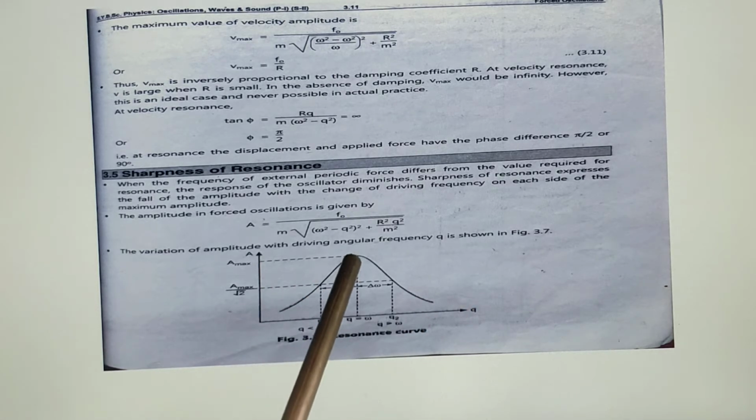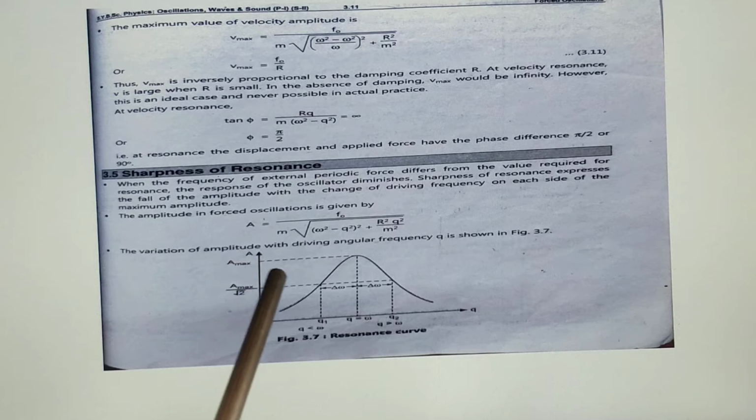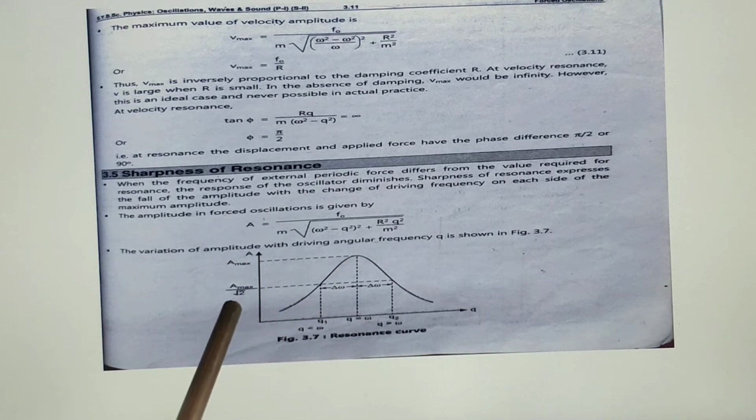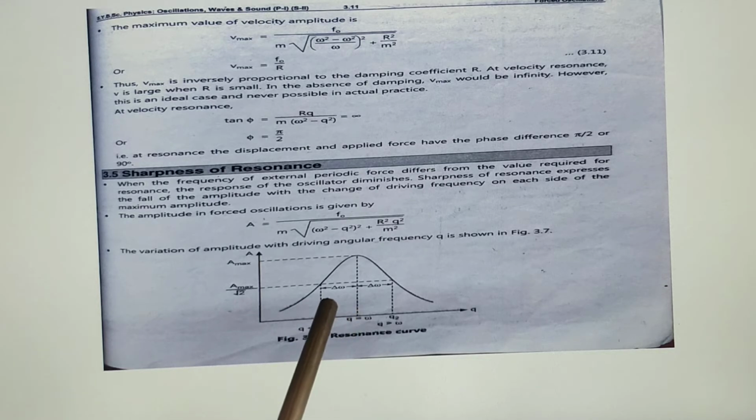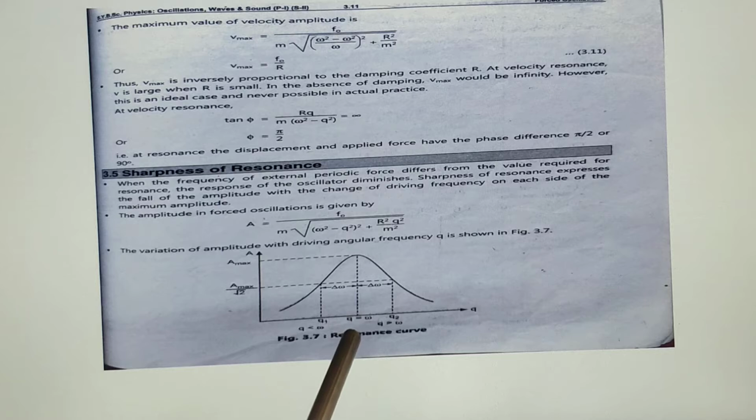So here is a peak point, that is the maximum amplitude, and this amplitude falls from A max to A max by root 2. Corresponding to that there is a delta omega on both sides of the maximum of the curve. So this delta omega is called the half width of the resonance curve. You see here is a driving frequency q1, here is q2, and in the middle q equal to omega. Okay.